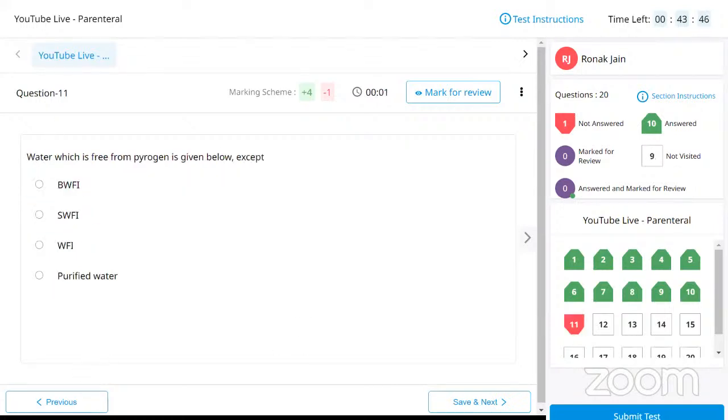We'll move on to the next one. Question 11. Water which is free from pyrogen is given below except. So we need to identify which of the options given are not pyrogen free. So we have bacteriostatic water for injection, SWFI. All the first three options are water for injections, and we should always remember water for injection is specific water which is sterile and obviously free from pyrogens. Purified water is one example which we do not directly use for injectables because it may have pyrogens. So the answer for this is option B, purified water.